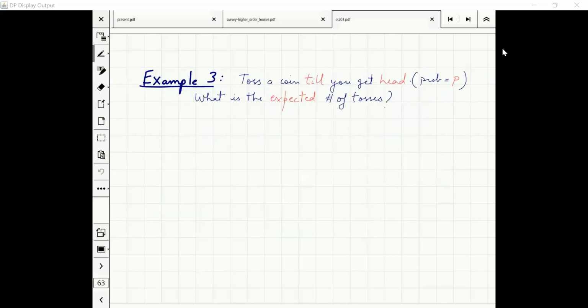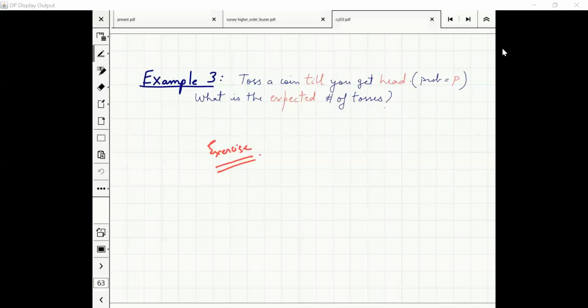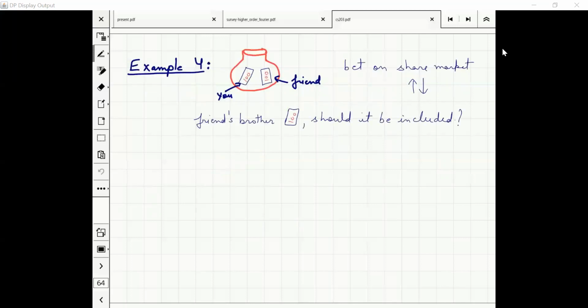This I will leave as an exercise for you to do. Not a very difficult question. Let's give this as an exercise. I will do this exercise next time. We will start from next time on these examples on expectation.